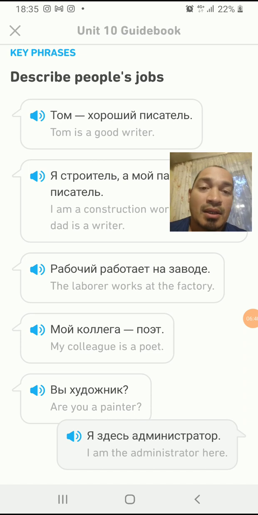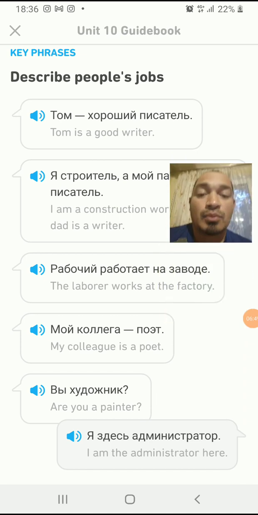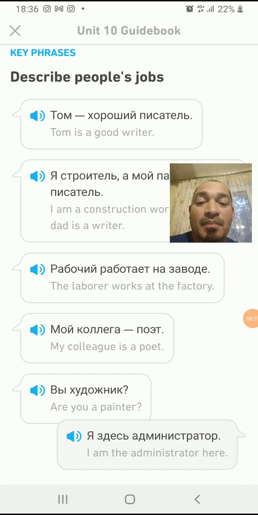So once again, we have писатель, writer. We have строитель, which is a construction worker. And we also have рабочий. And we have also коллега. We also have poet. We also have художник and администратор, of course.